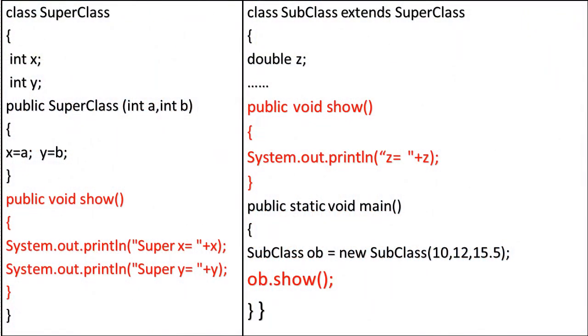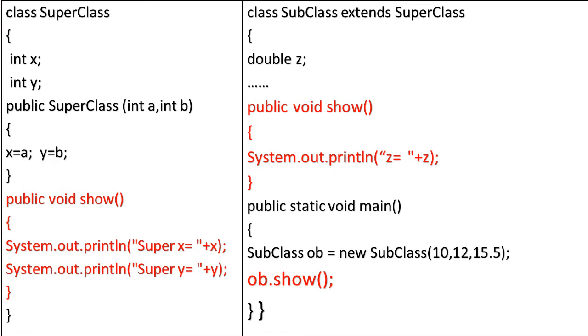You can see class superclass we are taking. So int x, int y, constructor is there, we are displaying function. Then class subclass extends superclass, it is having that z variable. We have taken the previous example, only we are extending it. So dot dot dot means we have defined derived class constructor here. Now we are mainly focusing on that show function.